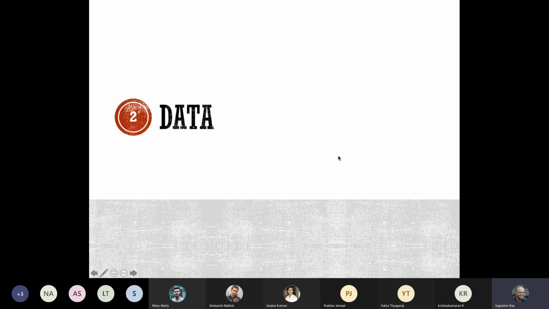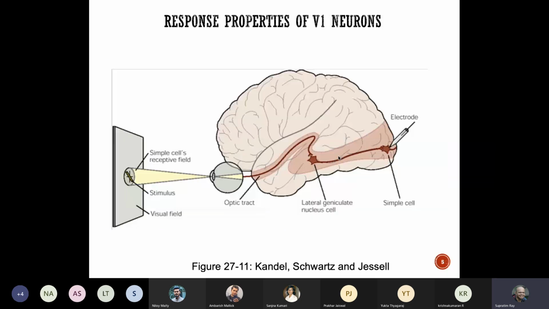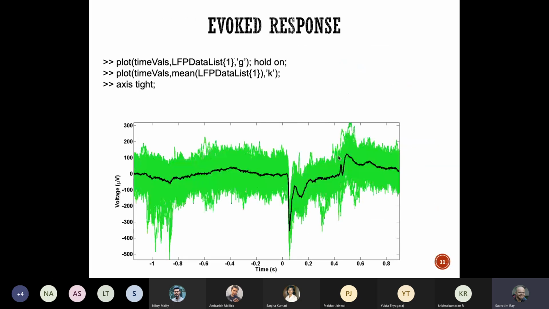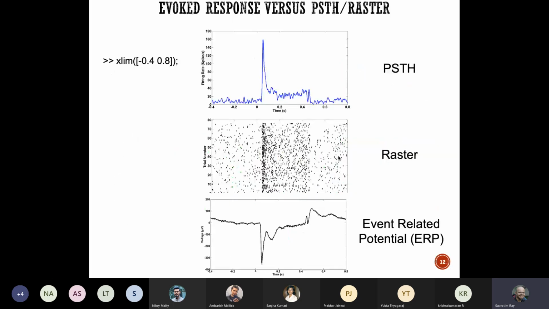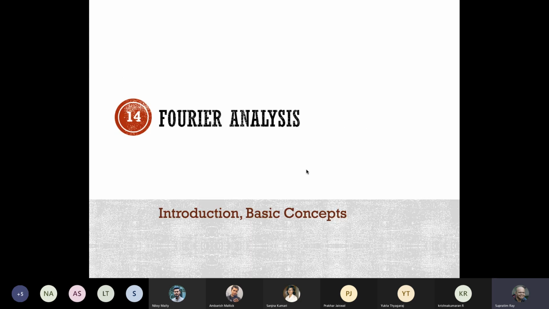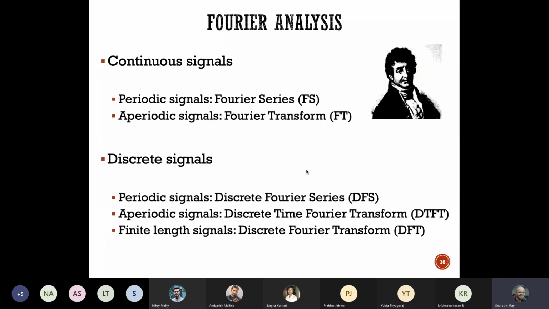Okay. So let's march along in our efforts to understand the Fourier analysis. So a quick recap, we looked at the LFP data. That was a few classes ago. This is the evoked response. We asked the questions. We're looking for oscillations in the LFP and if the power of frequency change with time. So that led to the Fourier analysis.